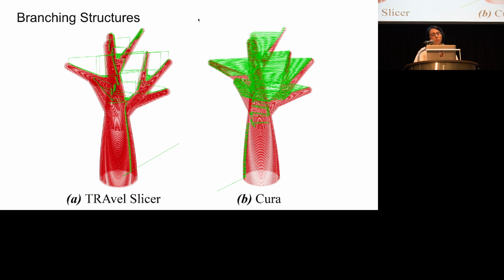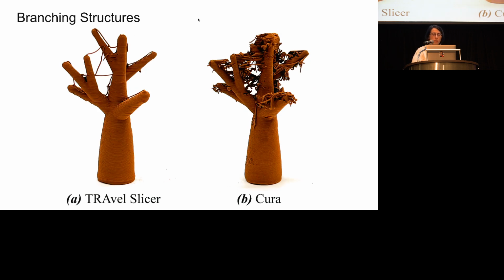We also tested Travel Slicer on a branching tree model to test collision avoidance and overlap detection. The resulting print, as seen in the beginning slide, was unviable when sliced with Cura as a result of Cerametal's continuous extrusion, whereas Travel Slicer was able to produce a clean print of the complex model.